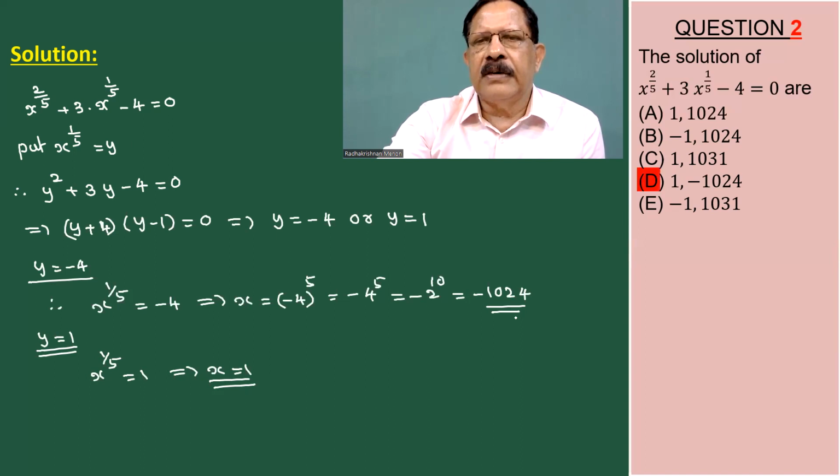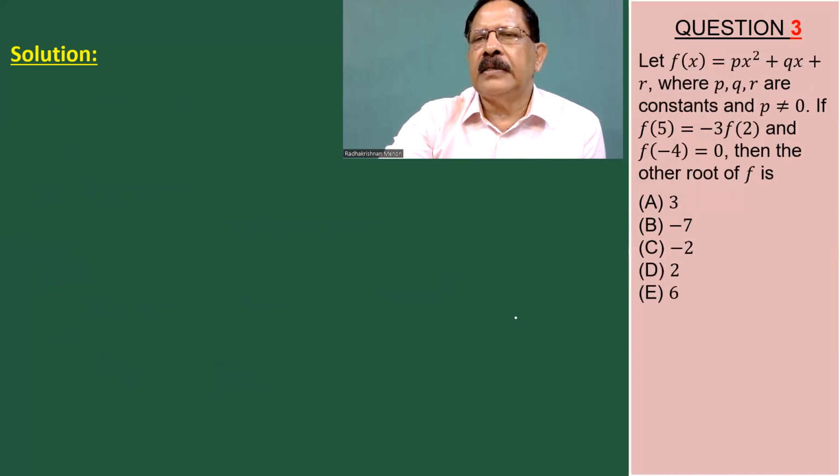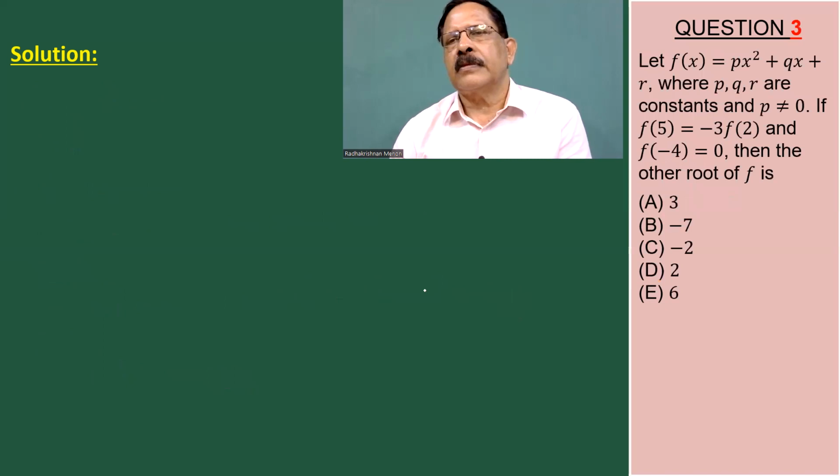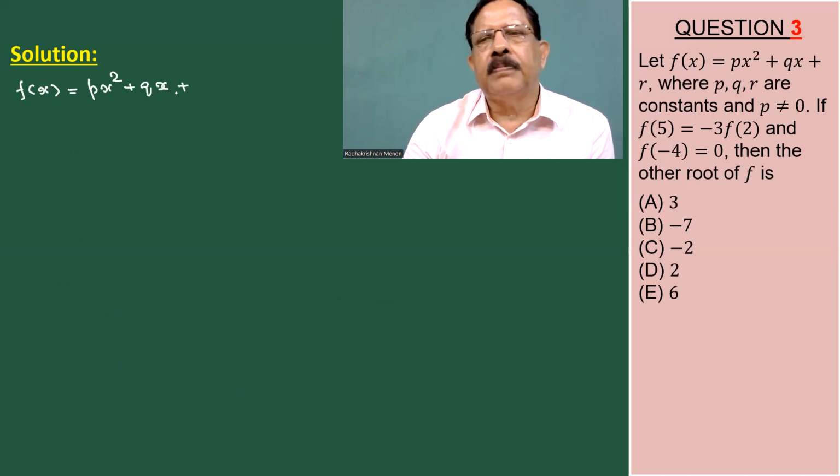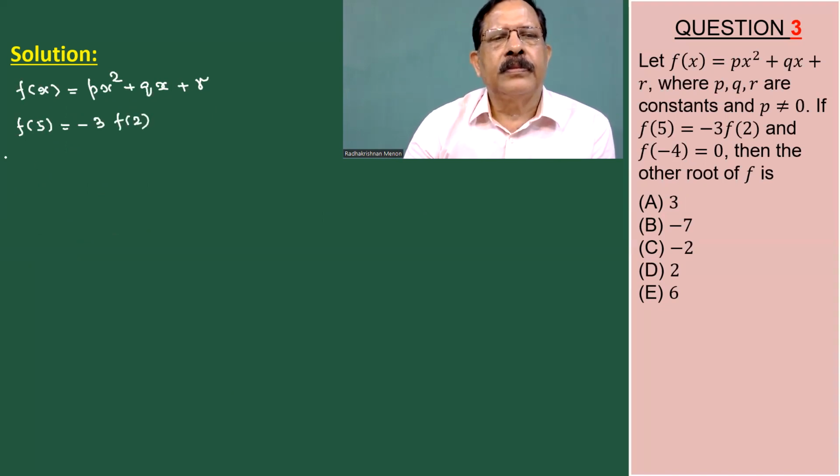Okay. Now this is the second question. Answer the third question. Okay. f of x is a quadratic expression, px square plus qx plus r. p, q, r are constants, p not equal to 0. Now f of 5 equal to -3 into f of 2. So f of 5, put x is equal to 5.